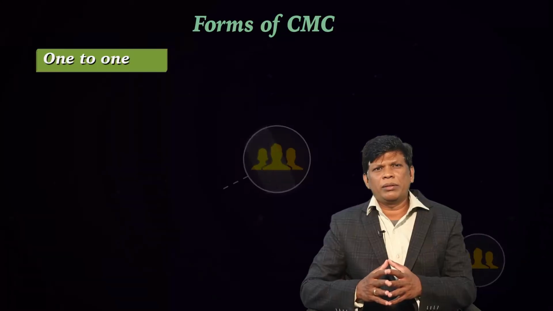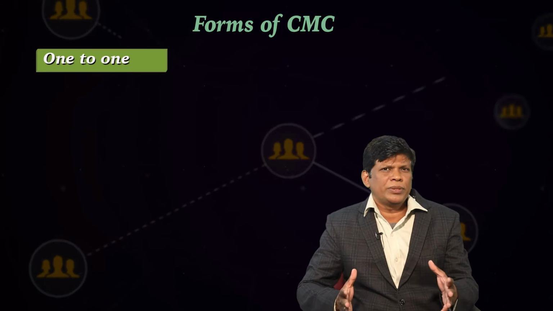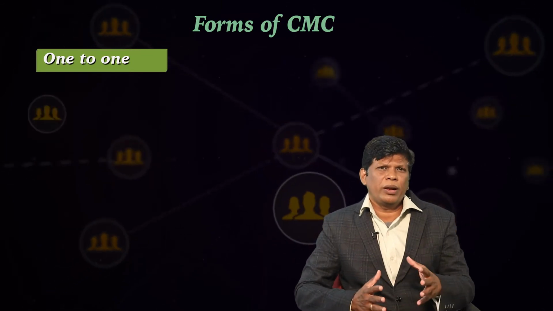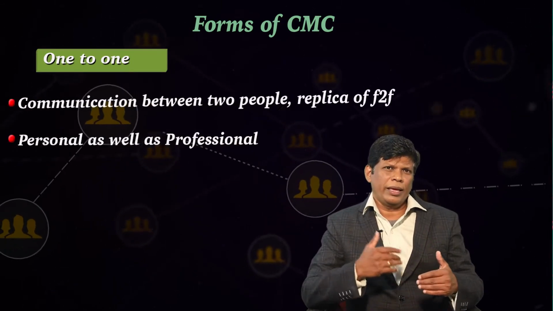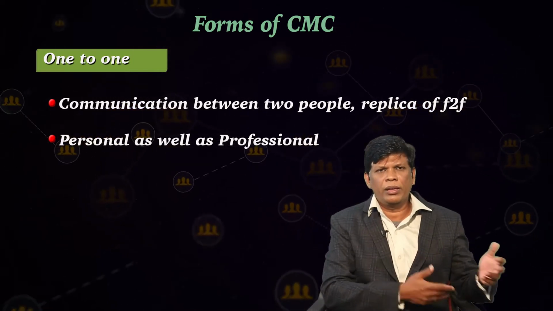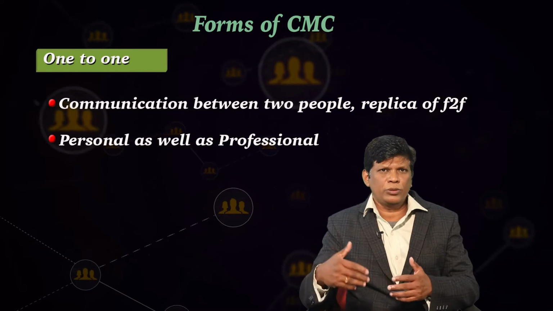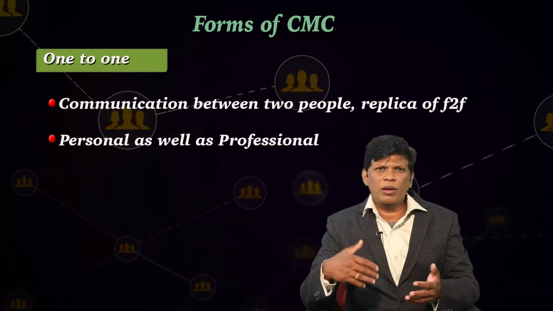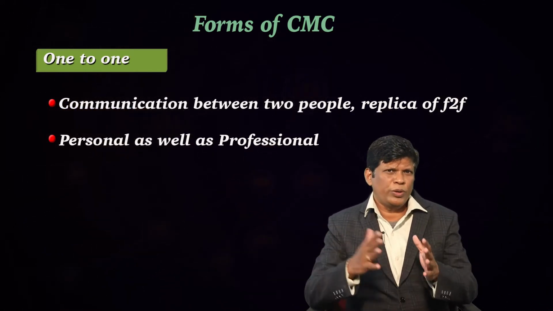Now we can see the different forms of computer-mediated communication. The major three forms we can classify. One is one-to-one, like you are talking to your friend face-to-face. You are talking to another friend through the mobile, through video chatting, or through a social media platform: one-to-one.